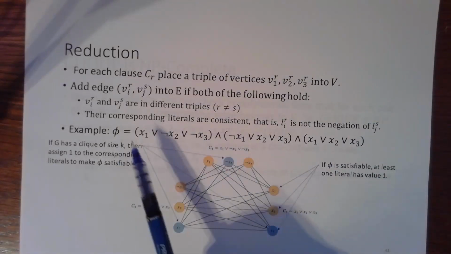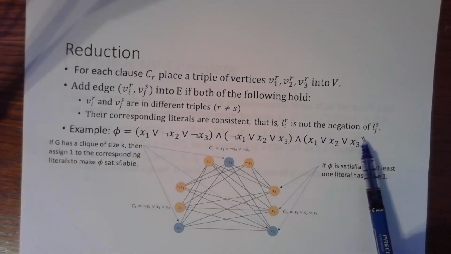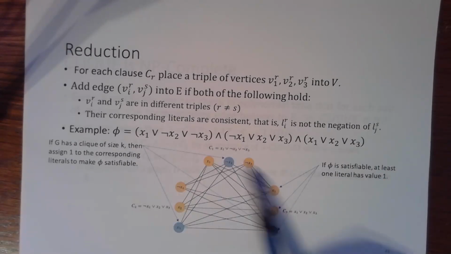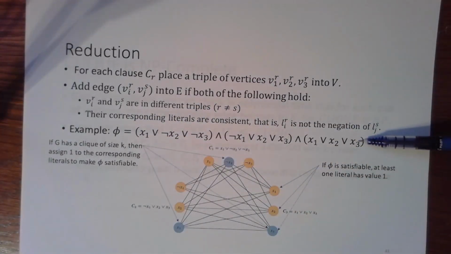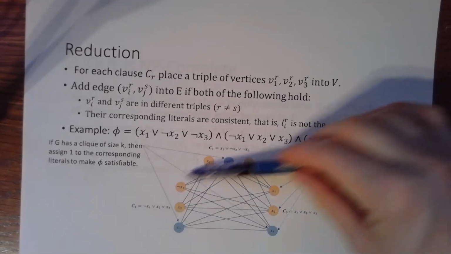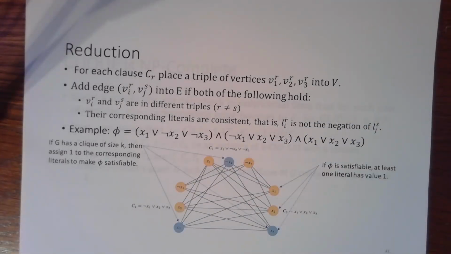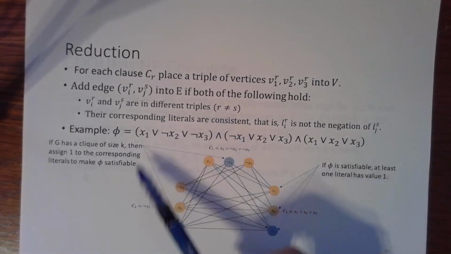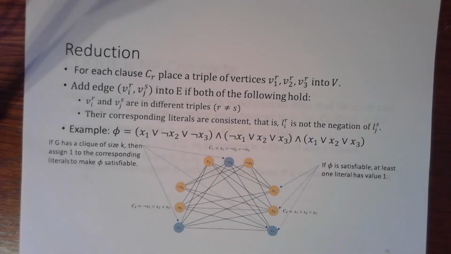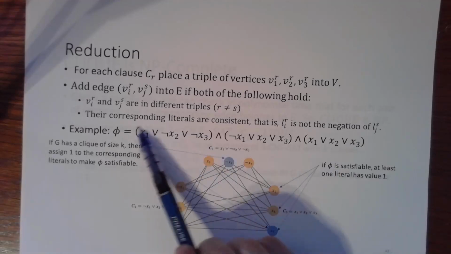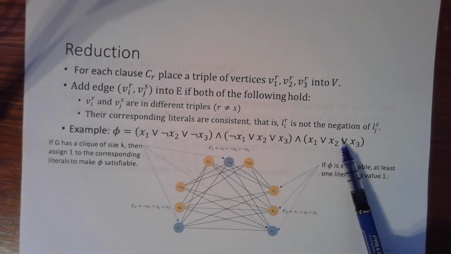And so now I've changed from a Boolean formula in 3CNF form into a graph. And now we just have to convince ourselves that this formula is satisfiable if and only if this graph has a clique of size k. This one right here has 1, 2, 3 clauses, so I would be asking myself, is there a clique of size 3? Let's first look at whether, if this is satisfiable, there will indeed be a clique of size 3.